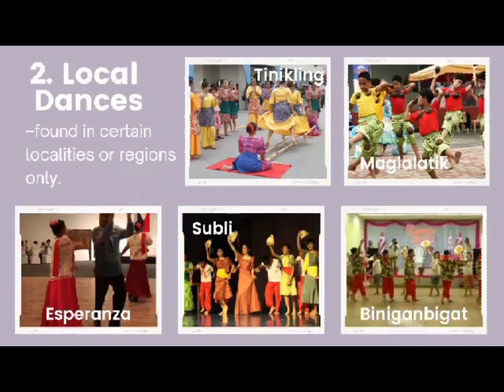Number 2. Local dances. It is found in certain locality, or it can be found or discovered within just a community. So, the examples are Tinikling from Leyte, Maglalatik from Laguna, Esperanza from Camarines Sur, Subli from Batangas, Binigan Bigat from Abra.